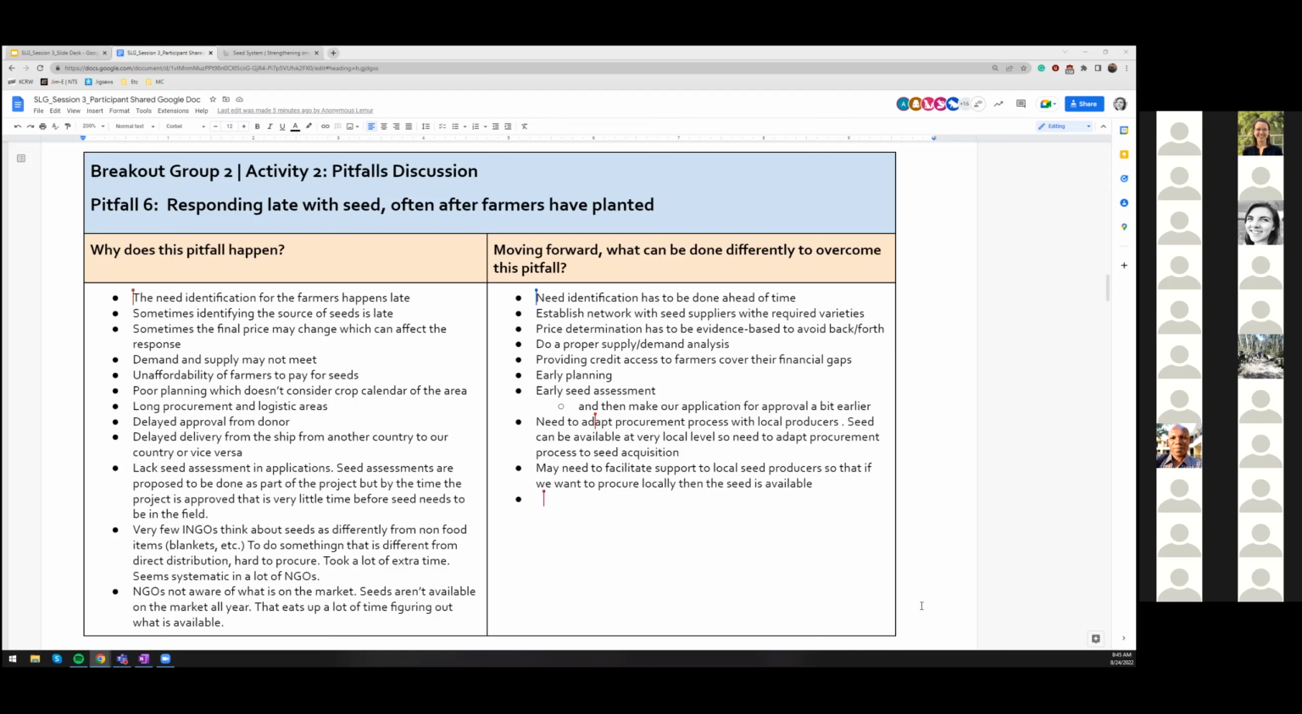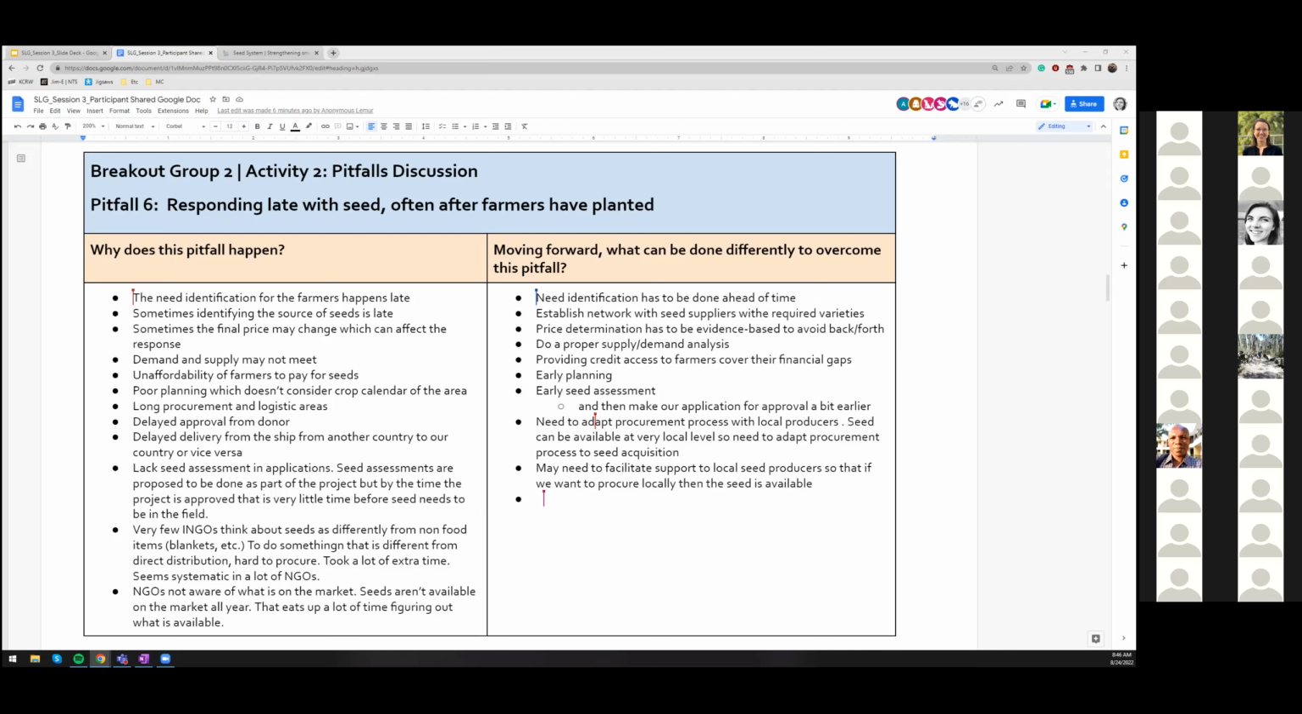Yeah, I just have a comment. This is Stanley. Sure. Yeah, go ahead, Stanley. Yes, I'm looking at the pitfall, and I'm thinking, are we talking about responding late with seed often after farmers have planted, or when the planting season has gone? Because ideally, if farmers already have seed to plant, then it may not really make sense in the first place to respond with seeds.